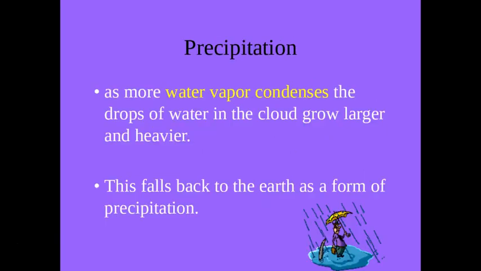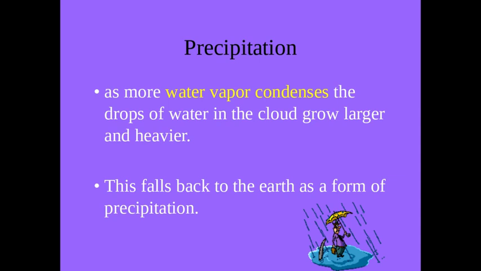And then lastly is precipitation. As more water vapor condenses, it gets heavier and heavier. The drops of water in the cloud grow larger and heavier, which will eventually, think about whenever it rains, thunderstorms, or has a heavy downpour, you look up in the sky, you see all these rain clouds, right? Because if there's enough water in those clouds, they eventually have to, because of gravity, drop that water. Okay, so that's precipitation.